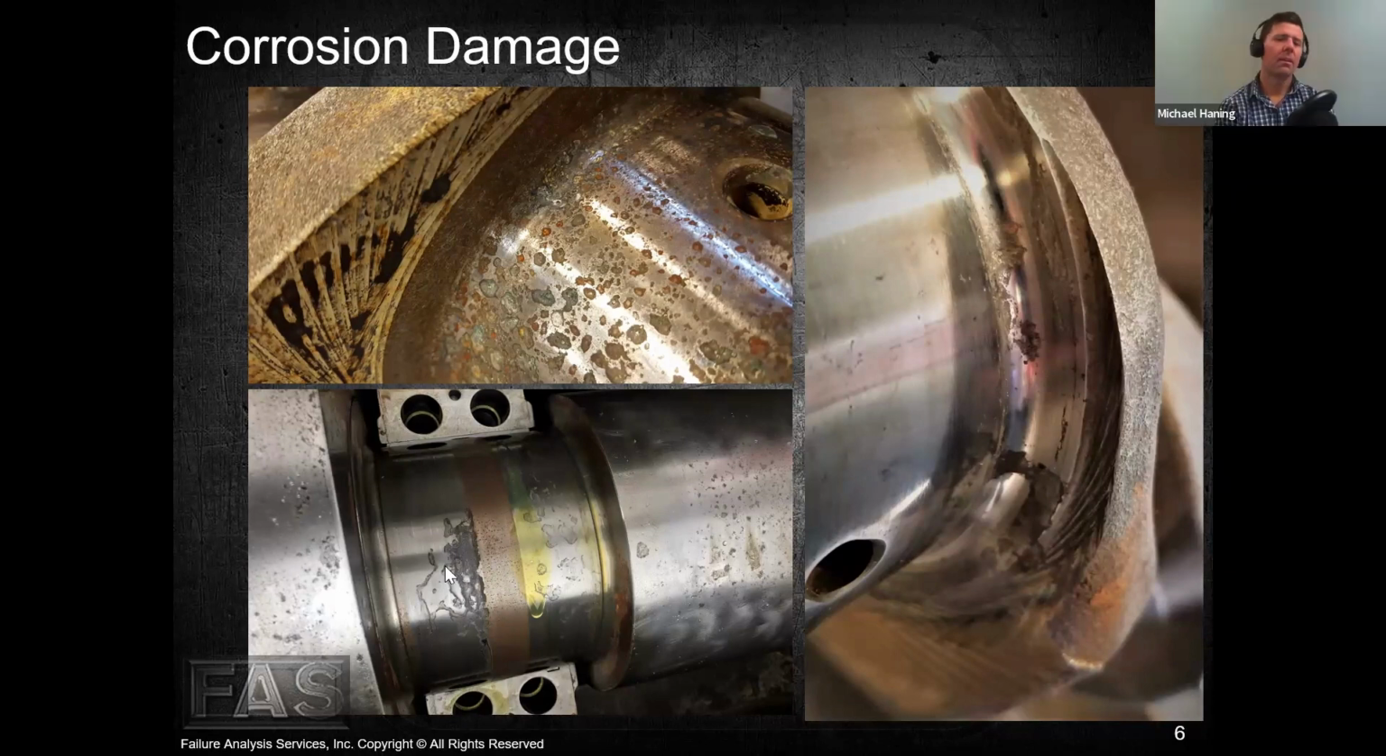So we also see stuff like this on anti-friction bearings, like tapered roller bearings, that have had water mixed in with the lube oil. We'll tend to see the black acid etching there as well.